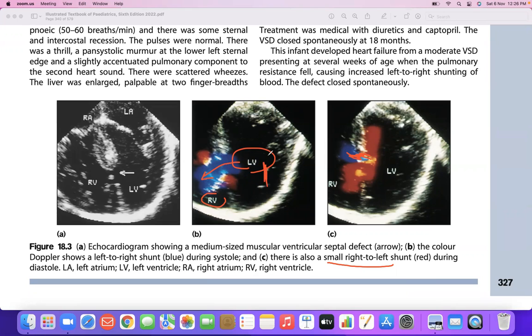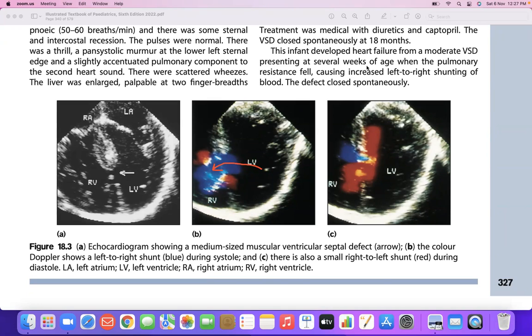As we all know, the left ventricular pressure will be higher than the right ventricular pressure, so there will be clear left to right shunting. But during the diastole, there is a chance that some blood can come this side. This is what he's telling, small right to left shunt during the diastole. But no need to comment about that. Here we will remember presently it's a moderate-sized VSD and there is right to left.